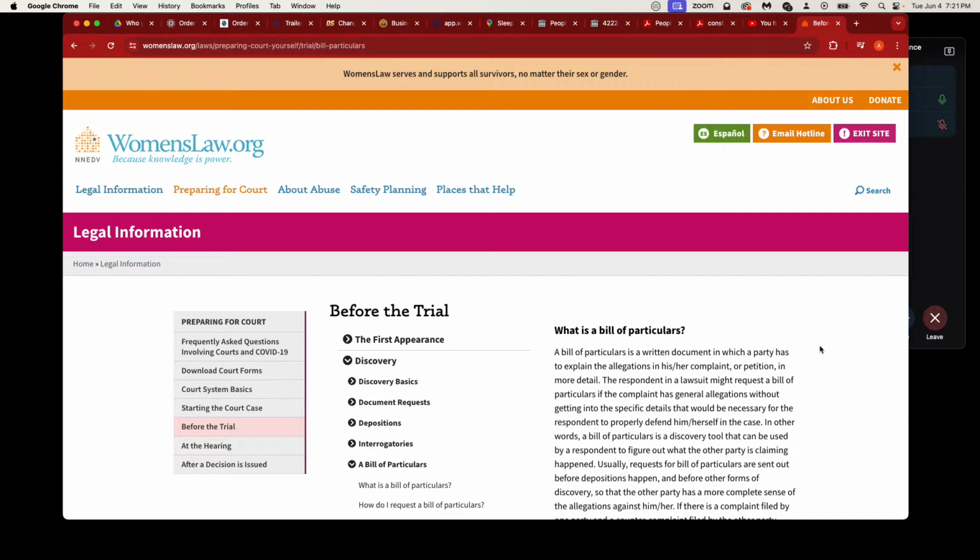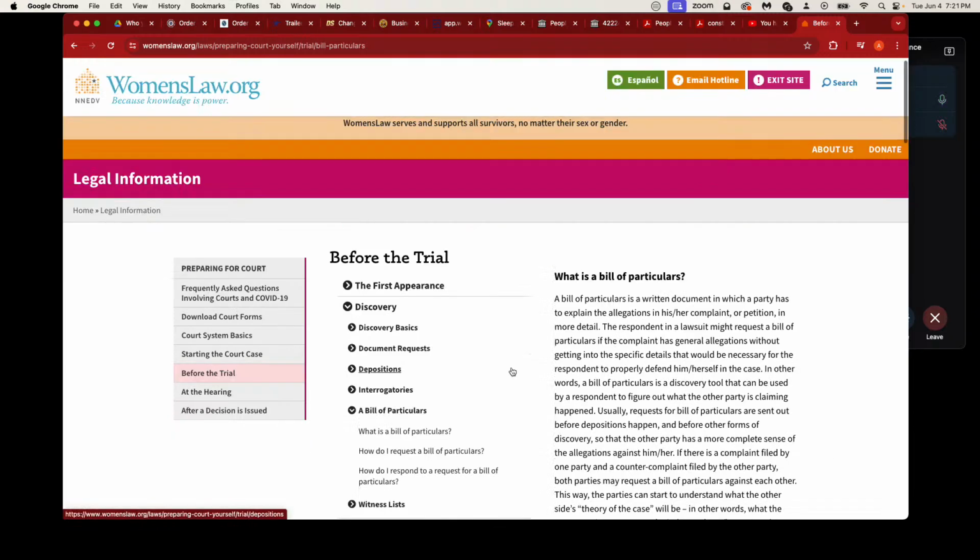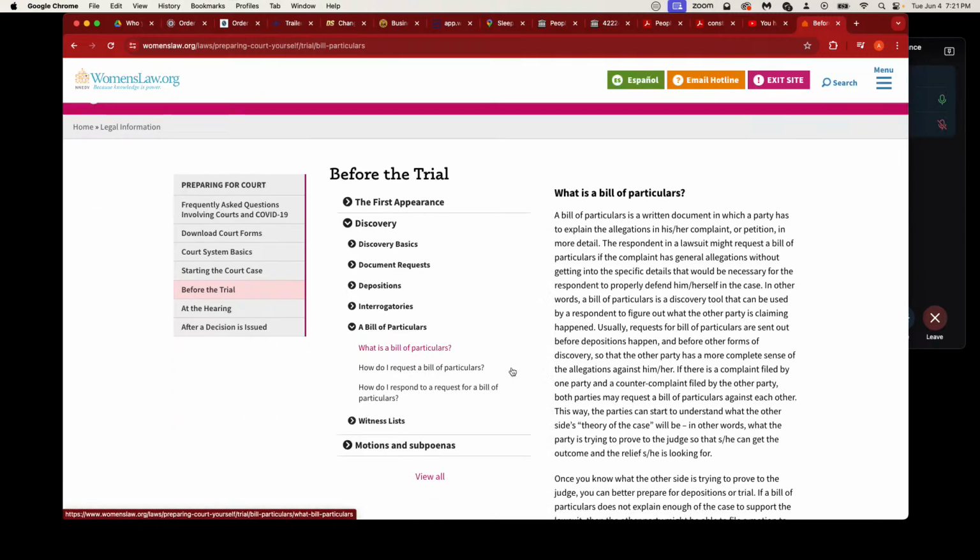Usually, requests for bill of particulars are sent out before depositions happen and before other forms of discovery so that the other party has a more complete sense of the allegations against him or her. If there is a complaint filed by one party and a counter complaint filed by the other party, both parties may request a bill of particulars against each other. This way, the parties can start to understand what the other side's theory of the case will be. In other words, what the party is trying to prove to the judge so that he can get the outcome and the relief he is looking for.